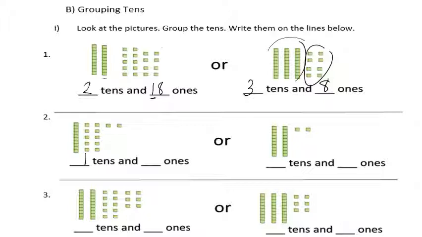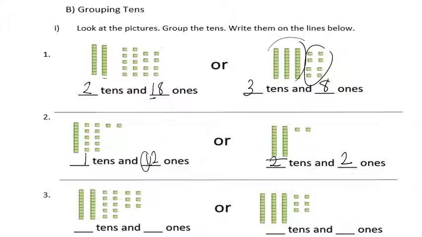Number 2, I have how many 10s? 1 10. How many ones? 12 ones. So can I make another 10 here? Yes, I can. See, I have 1 10 here. So I can make how many 10s? 2 10s. And how many ones? 2 ones, because I've taken the 10 away from the 12.